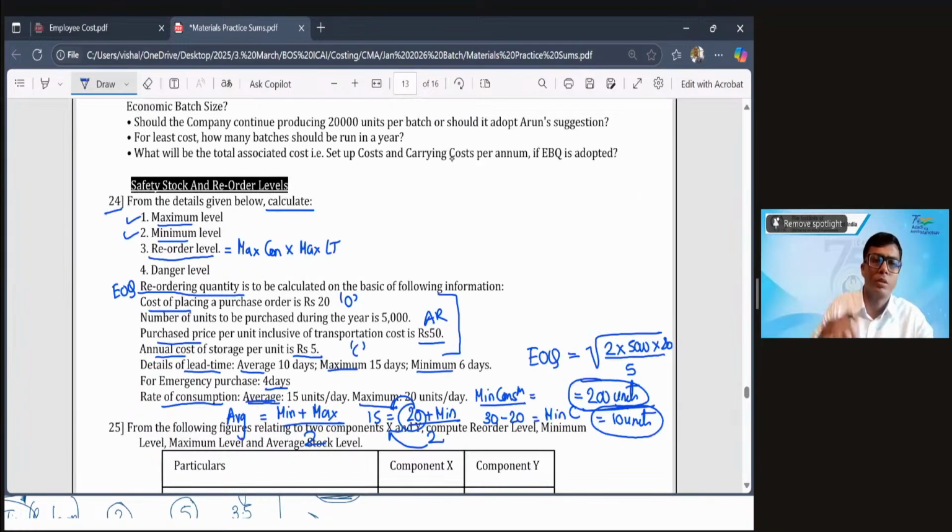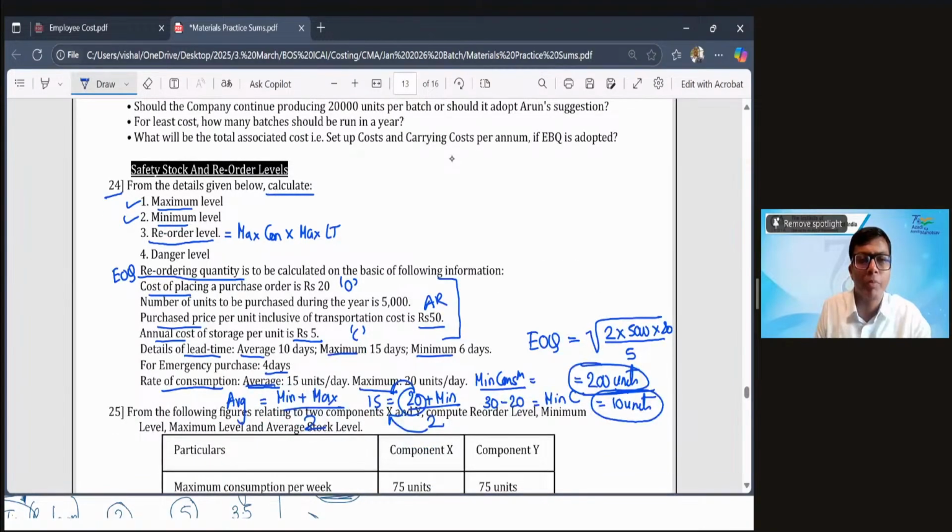So see, this is what you have to keep in mind: in which type of question, what formula has to be used. So in this question, the formula used for ROL is this. So students, what is my maximum lead time? It is 15 days. What is my maximum consumption? It is 20. So 15 into 20.